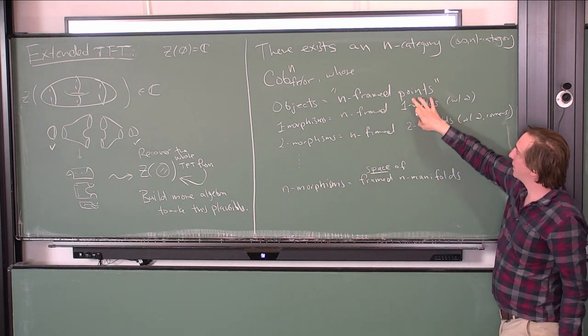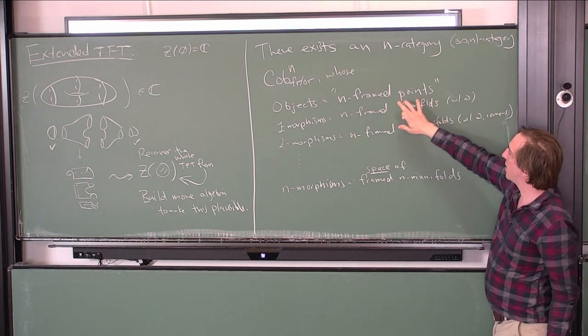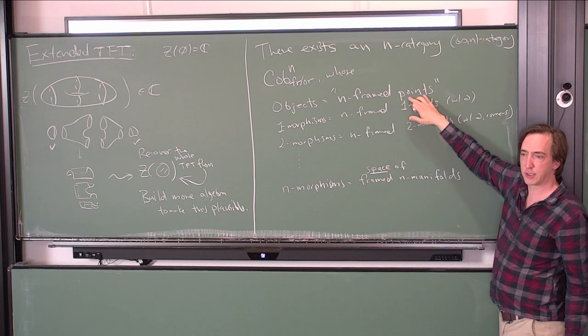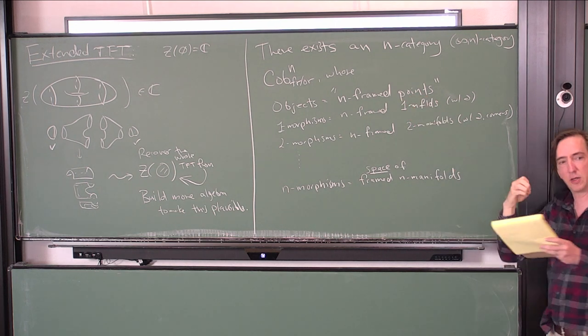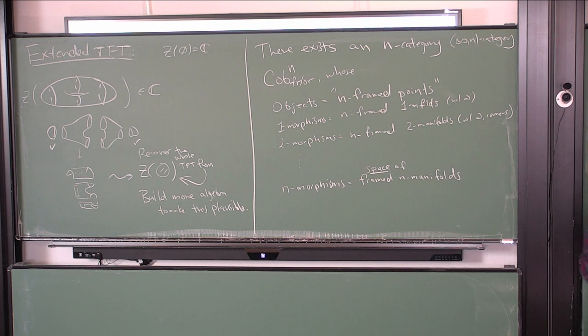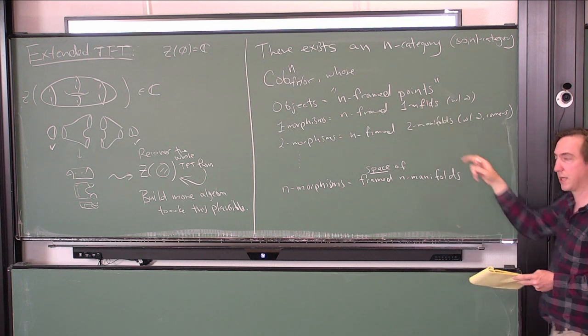The biggest point of confusion between mathematicians and physicists about this is this use of the word points. Because points make you think of local operators in physics, like operators that you can insert at a point, and that's not exactly how this is intended to be meant.